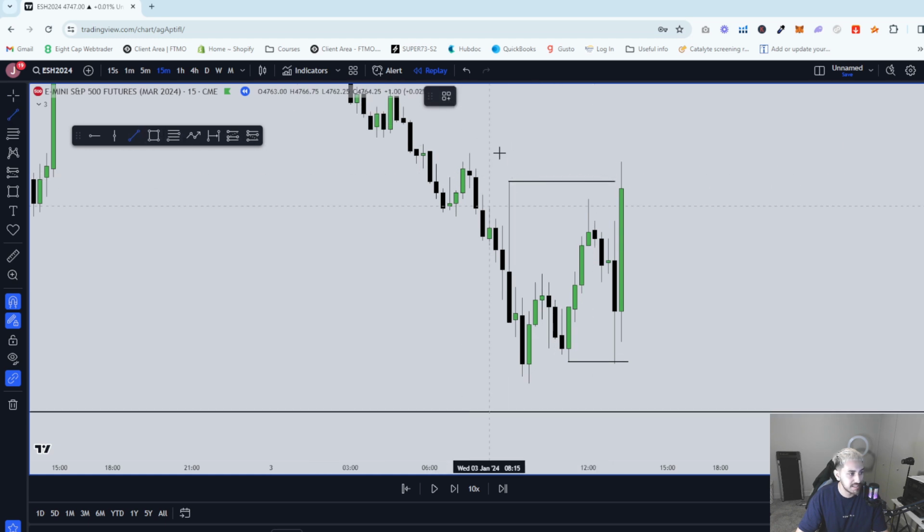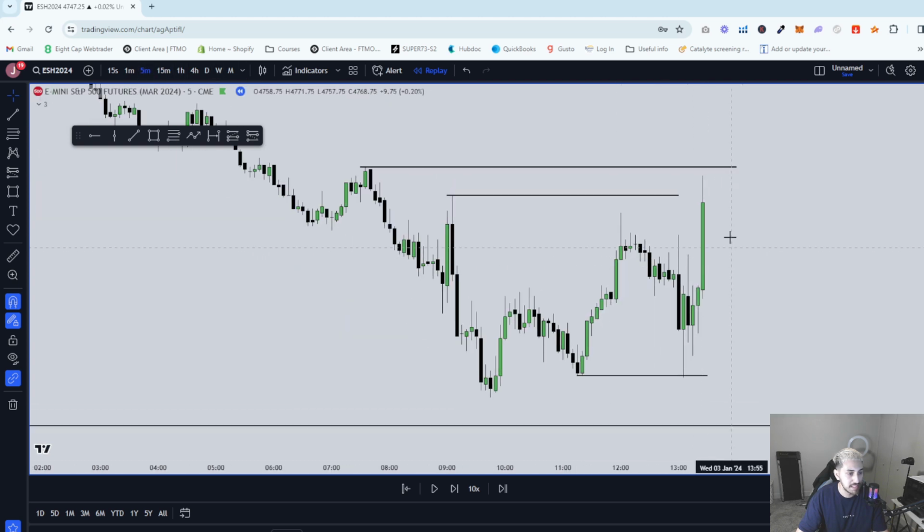Now, you guys might look at this swing high here and say, okay, that might be the draw. Let's go to the 5 minute, right? This might be the draw on liquidity now since we took these relative equal highs, right? Now we have a swing low right here as well, right?